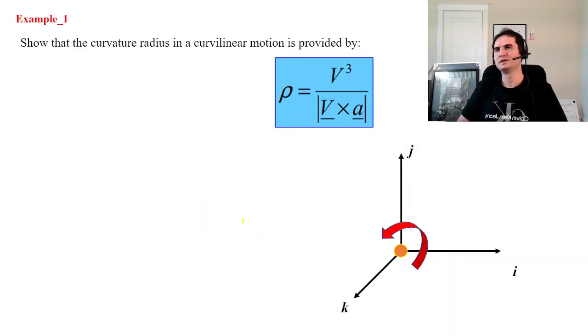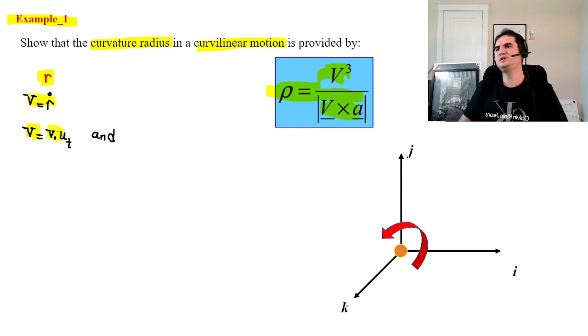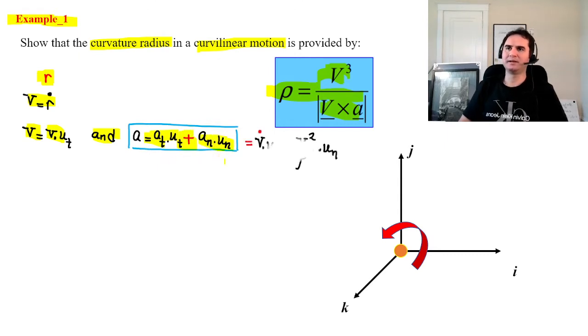That's our acceleration. In our example 1, we want to show that the radius of curvature in a curvilinear motion goes by this equation. So let's see how that goes. Again, r is displacement, v is the derivative of that, r dot, and at the same time v is v ut, and a is at ut plus an un. Also we can say that a is v dot ut plus v squared over rho times un, which we just showed in the previous slide.